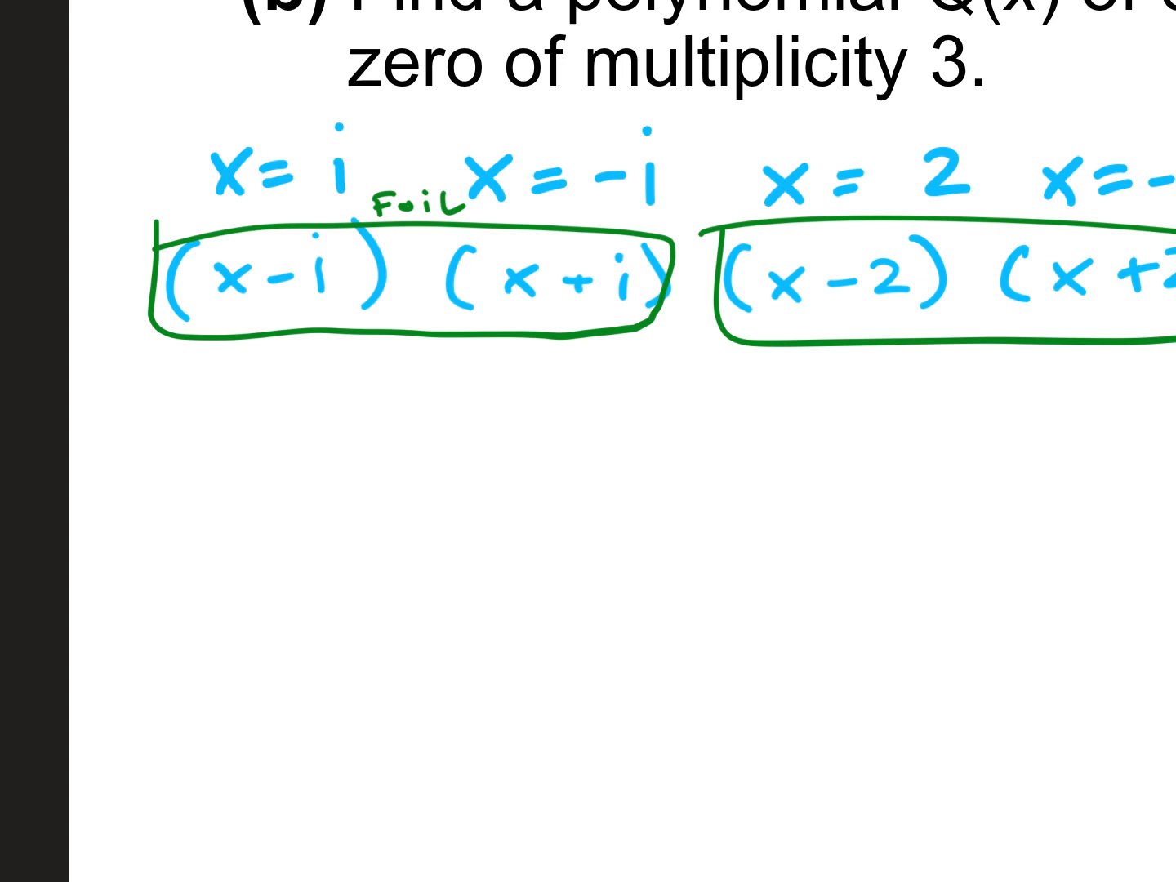When there's conjugates, there is a formula. I'm going to tell you right now. It's a squared minus b squared. So you take your first term and square it. So it'd be x squared minus your second term squared, which would be i squared.